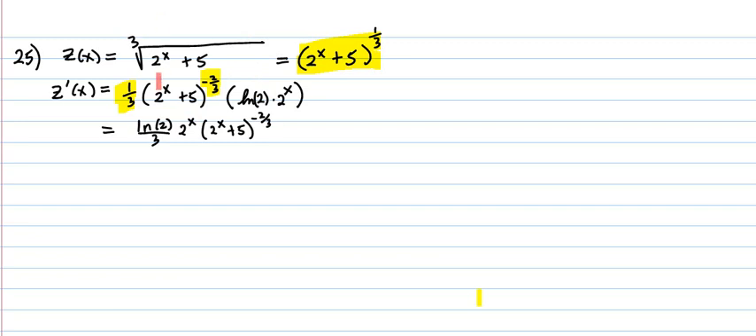Evaluated at the inside, which is this, times the derivative of the inside, which is log 2 to the x. The derivative of 5 is 0. Then we collect the terms and have this as the final answer.